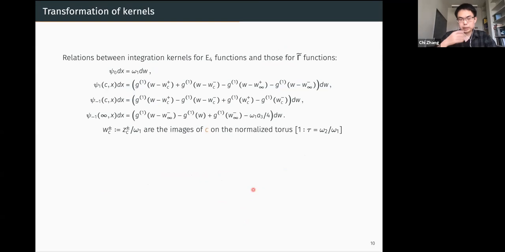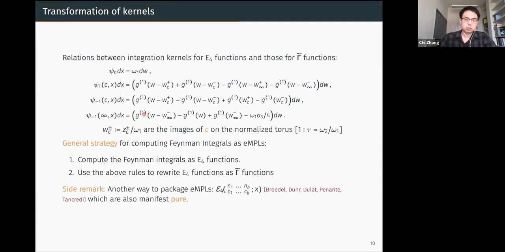So with this bijection between the elliptic curve and the torus, we can translate the integration kernels for the EFA function to the integration kernels for the gamma tilde functions. The precise forms are fixed by matching the pole structures. Now we have all the ingredients to put elliptic Feynman integrals into a pure elliptic polylog. So first we compute the Feynman integral as EFA functions. Then we use these rules to rewrite the EFA function result in terms of gamma tilde functions.